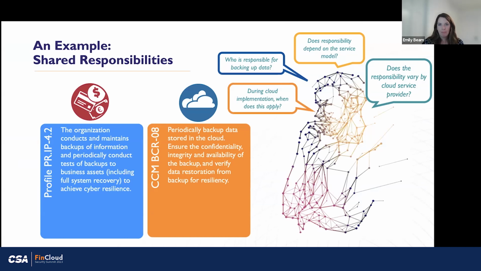So just to walk through an example of what the cloud profile is, you'll see here two different controls, one from the profile and one from the CCM, really focused at its core on backing up data to ensure resiliency purposes. And we did a mapping. It's great. That's usually where both of our organizations end on the process. Until we really started looking at, okay, well, does that really give the financial institution all of the information that they need? Who is responsible for it? When does it apply? Does it vary depending on the type of service model? And so we'll go to the next slide to walk through this example of how we answer those questions.